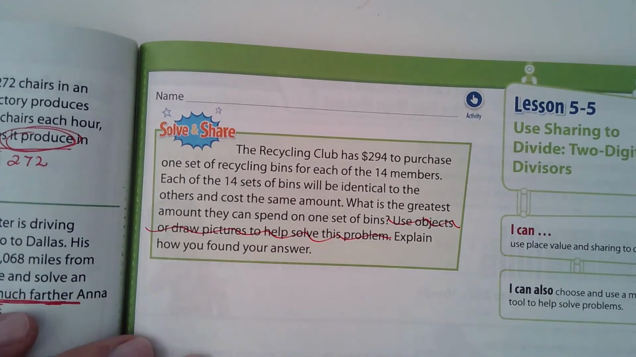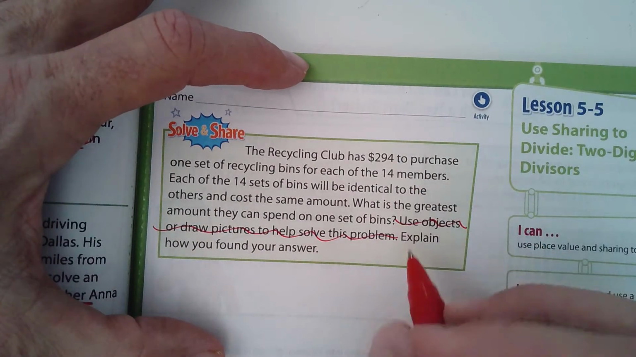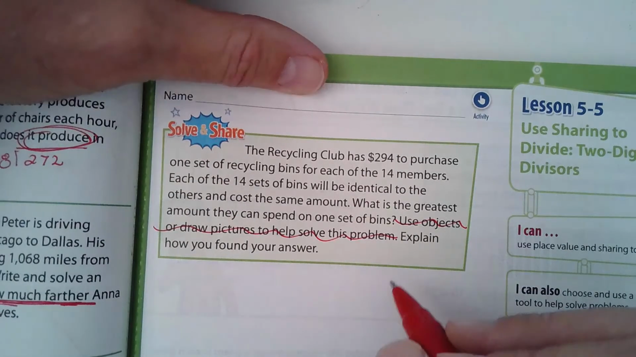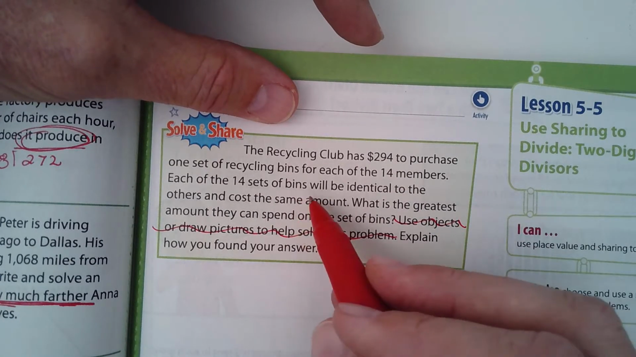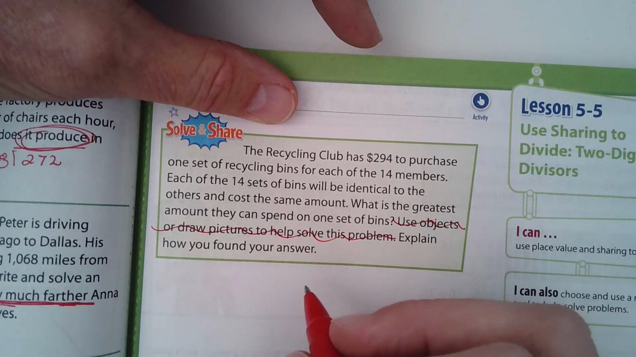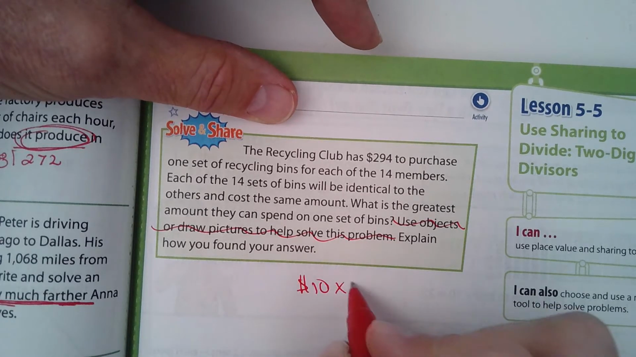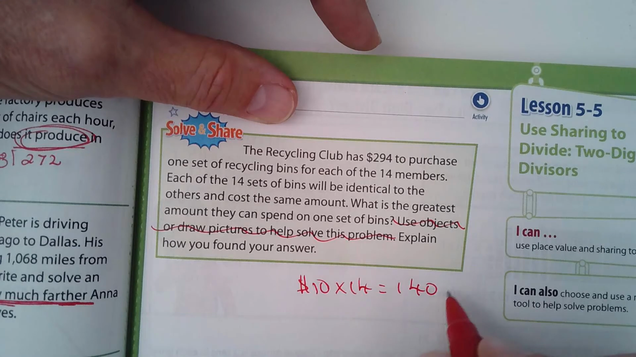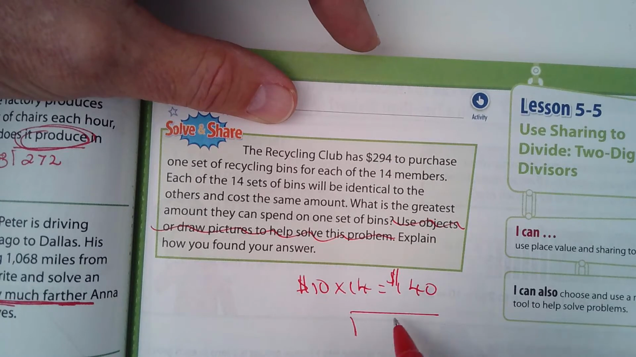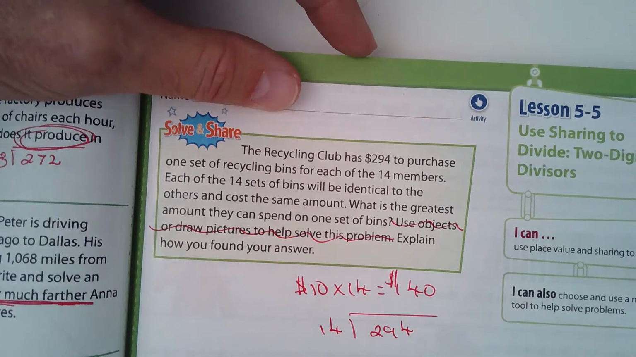Well, most obvious would be 294 divided by 14. You'd probably get your answer. But, right off the bat, if each bin was $10 and there was 14 bins, how much would that be? $10 times 14, that would be 140. So we know it's going to be at least $10 a bin, but we can go ahead and just do the division here. So 294 divided by 14, and I'll let you guys figure that out.